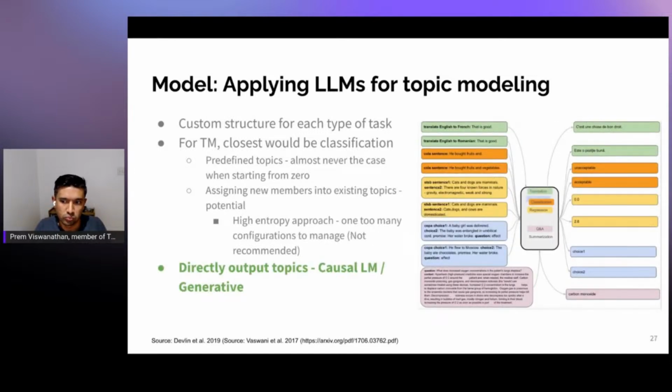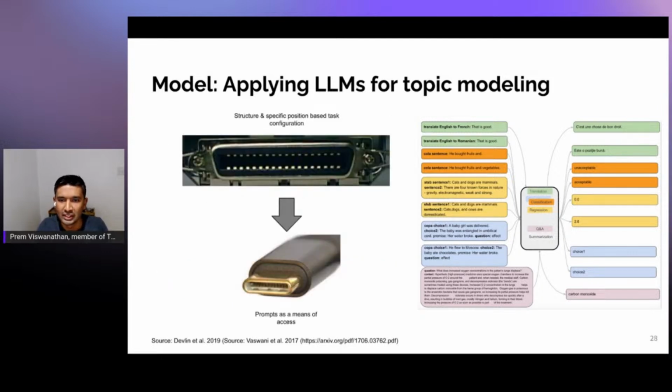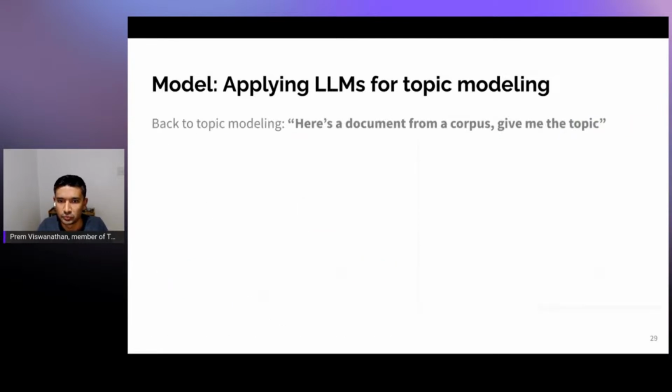So hence it becomes purely a text in, text out job that gets us closer to where we want to be in terms of topic modeling. Directly, the outputs of these causal language models can then help us somehow build that topic. And let's see how.